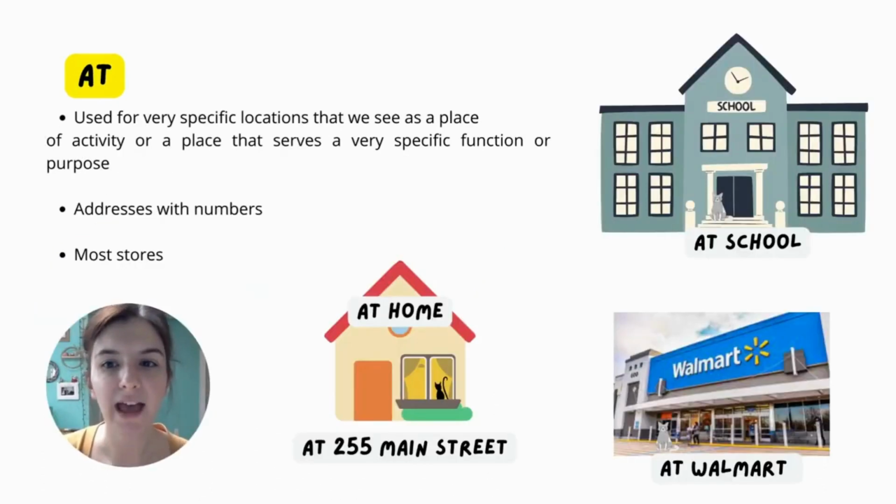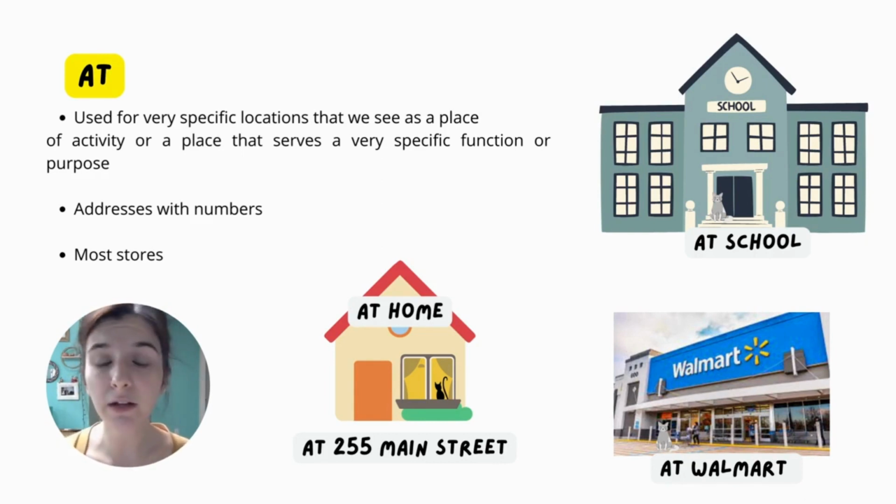Lastly, we have at. At is used with very specific locations, usually with places that we view as having a very specific role or activity. They have a purpose. We go there for a specific reason. So for example, you would say I'm at school. The reason we would say I'm at school is because school has a very particular purpose. We go there for a reason, to learn, right?